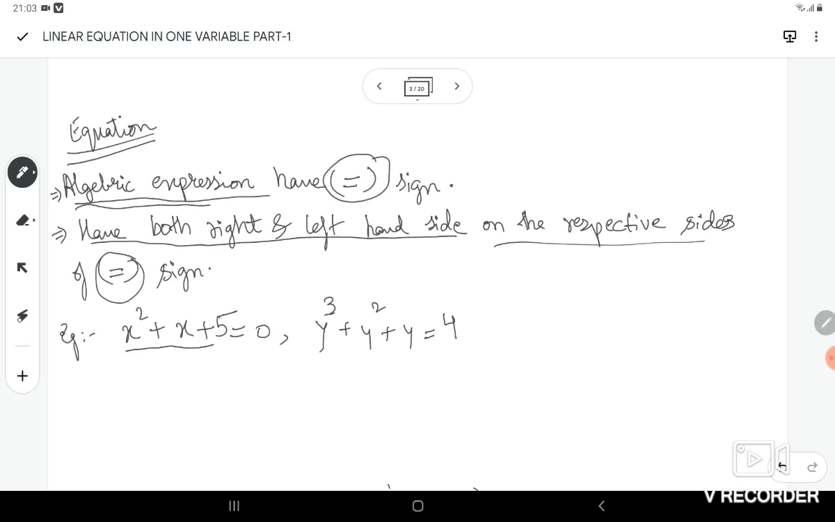So x square plus x plus 5 equal to 0 is an equation. How? First of all, it has an equal to sign, and on the left hand side and on the right hand side of the equal to there is an algebraic expression or a constant. So in this equation the variable is x and the constant is 5.